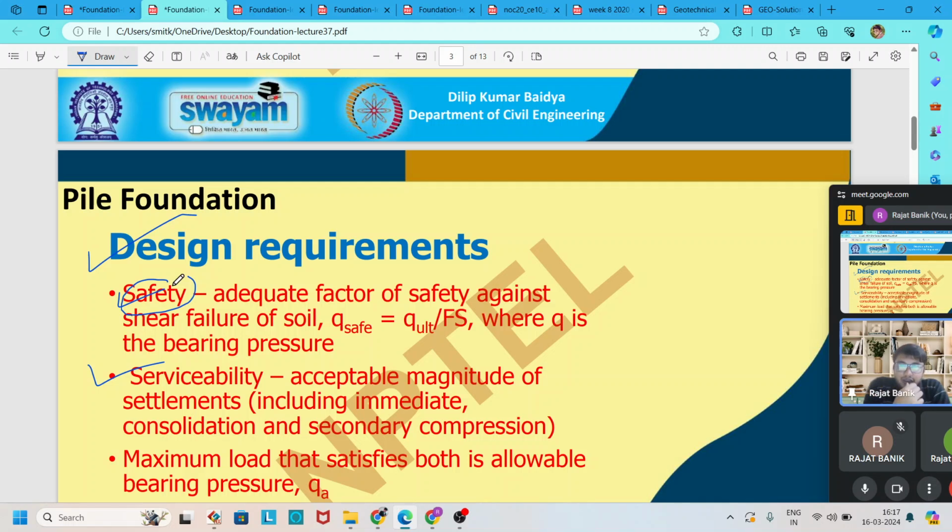So for safety, we need an adequate factor of safety against shear failure, and we know that soil mainly fails due to shear. Soil is very weak in shear, and the major soil failures occur only through shear failure. We find this by dividing the ultimate bearing capacity by the factor of safety, where Q is the bearing pressure.